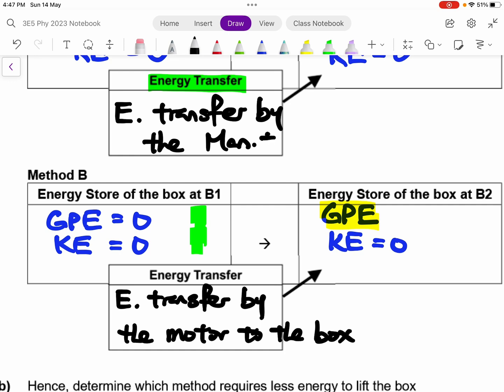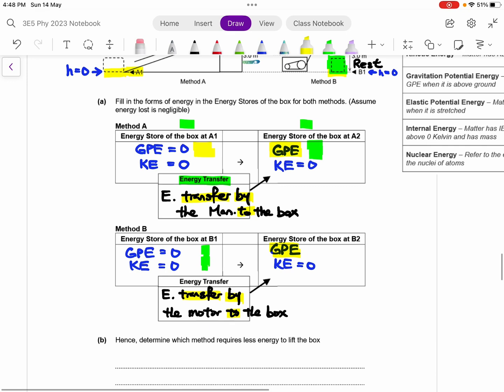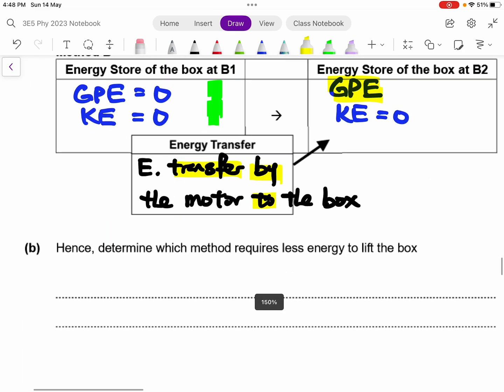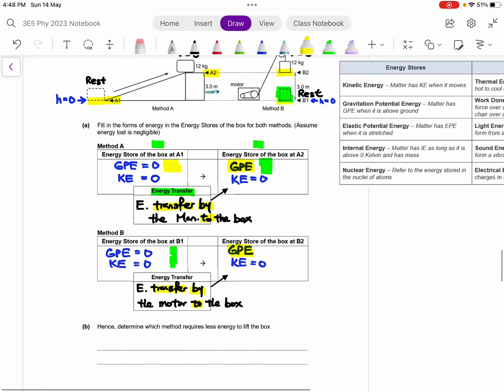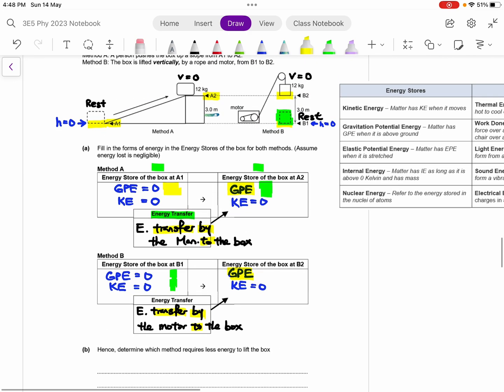Let's add in here to be more specific, since in physics, whenever you mention transfer, you should be telling us from where to where, or by who to where, right? So now if I have this, the question now asks me which method requires less energy to lift the box. If you look at this, the only formula that I can come up with is GPE equals mgh.